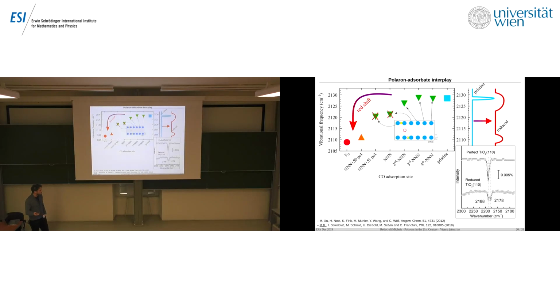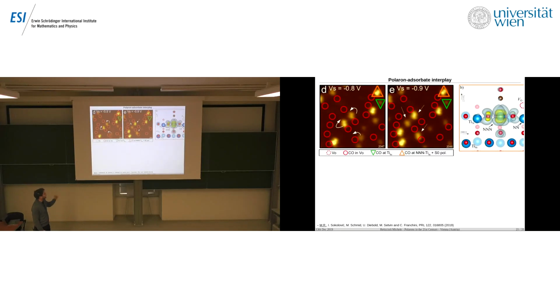And this is what was obtained a long time ago by the group of Christoph Wall, where they performed infrared spectroscopy on CO on a perfect rutile without polarons, without oxygen vacancies. They got one peak. And when they reduced the sample, they got polaron-CO interactions, and they got two peaks. One thing I want to mention is that this charge transfer is not complete towards the CO. It's a bright spot, but the charge transfer is little.